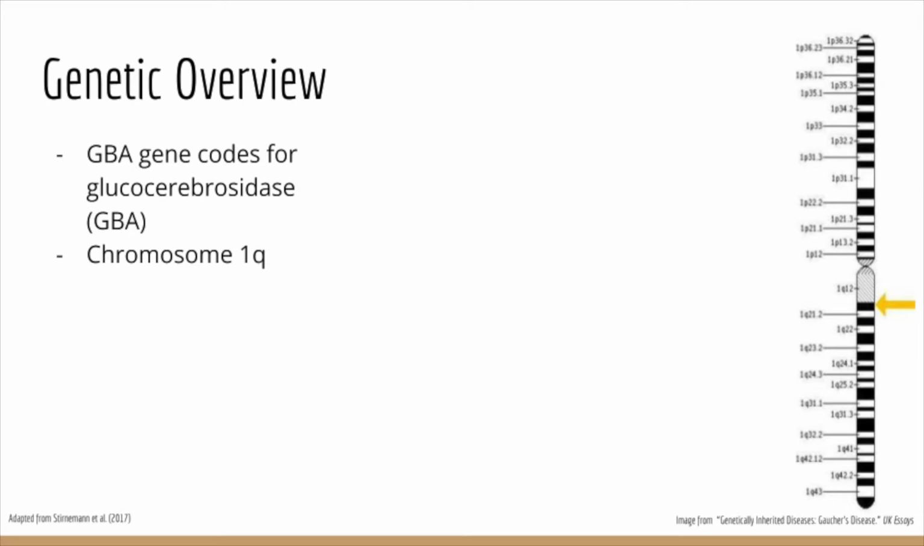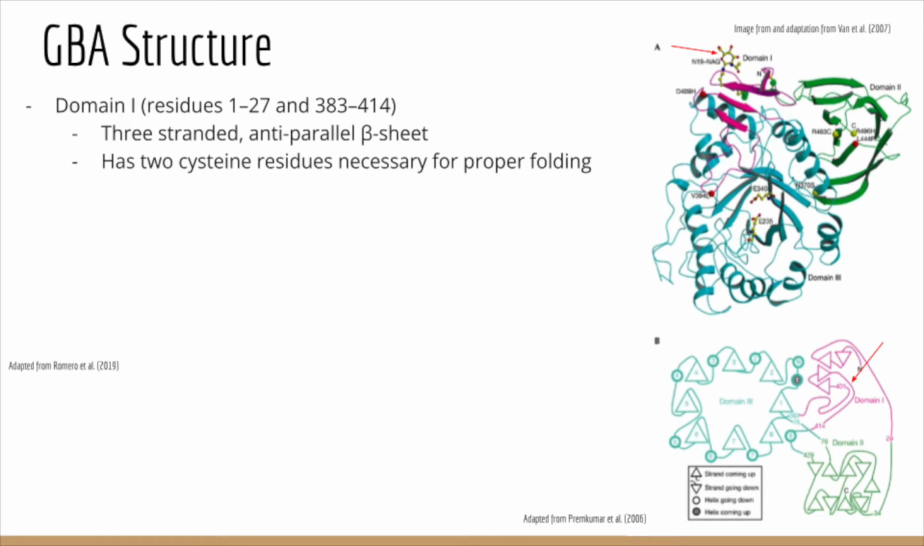The GBA gene codes for glucocerebrosidase, otherwise known as GBA. This gene is found on chromosome 1q. Glucocerebrosidase is a 3-domain protein, with domain 1 consisting of a 3-stranded antiparallel beta sheet. This domain also has 2 cysteine residues that are completely necessary for the proper folding of the enzyme.